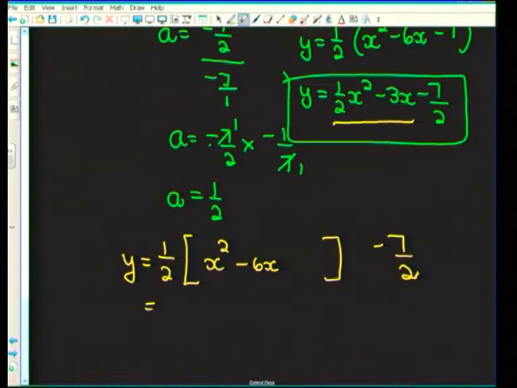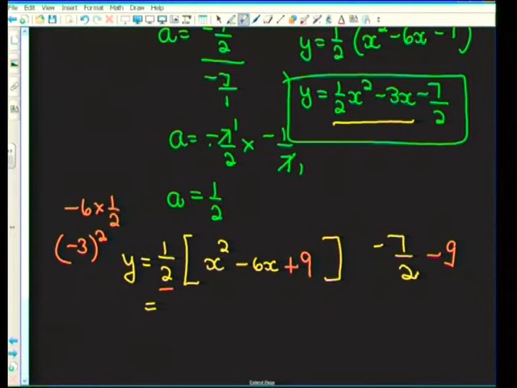Right, so over here we equal, and now what do we do? We take the coefficient of minus 6. We times it by a half, giving us minus 3. We square it, we add it, and we subtract it. So we're going to add it as 9. But we have to subtract it as 9.